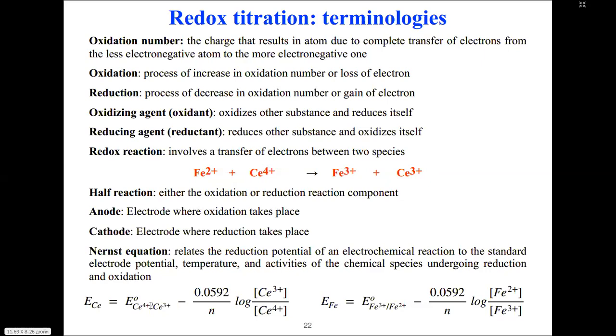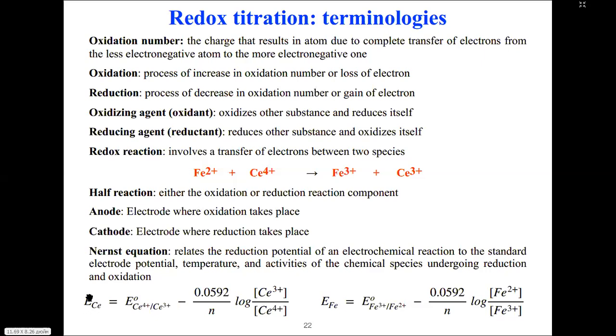So the Nernst equation relates the reduction potential of an electrochemical reaction to the standard electrode potential, temperature, and activities of the chemical species undergoing reduction and oxidation. This is the definition. However, we need to know the equation. So this is the Nernst equation for cerium. Okay, how do we know it's for the cerium? Because the label here is Ce. So it is for cerium, okay?